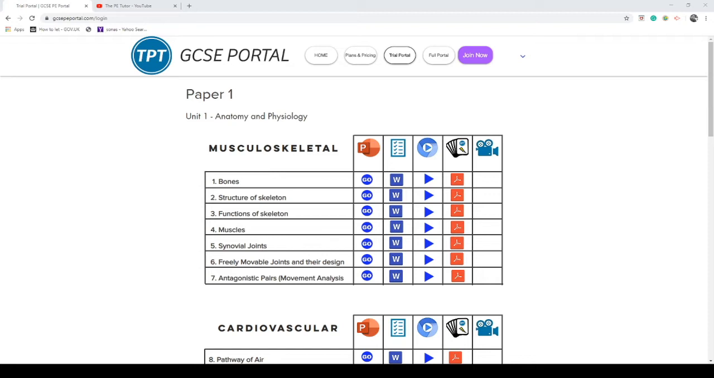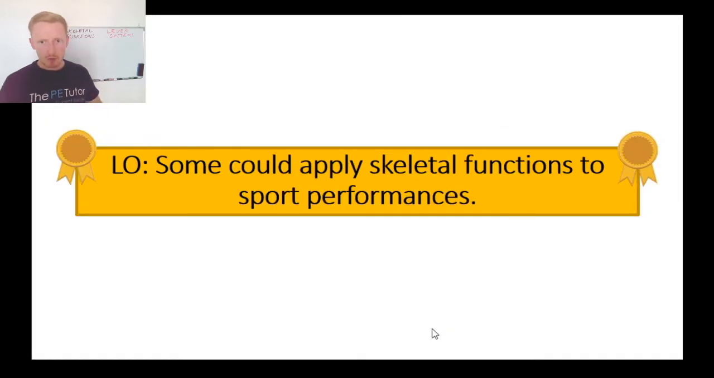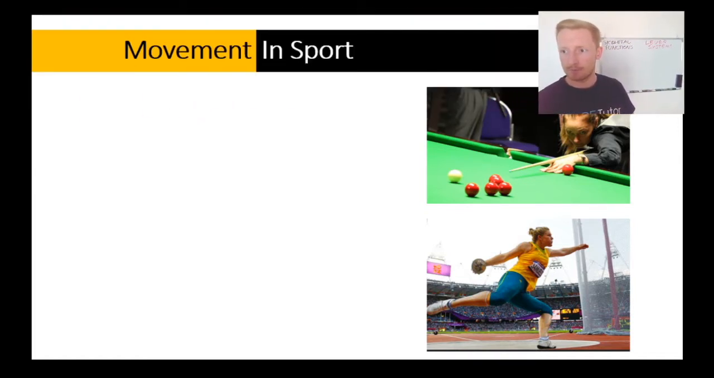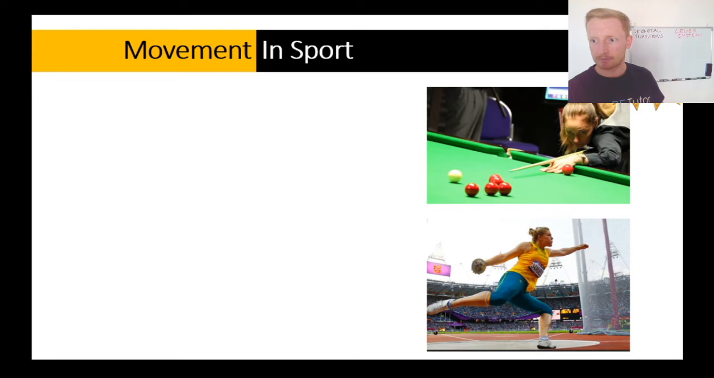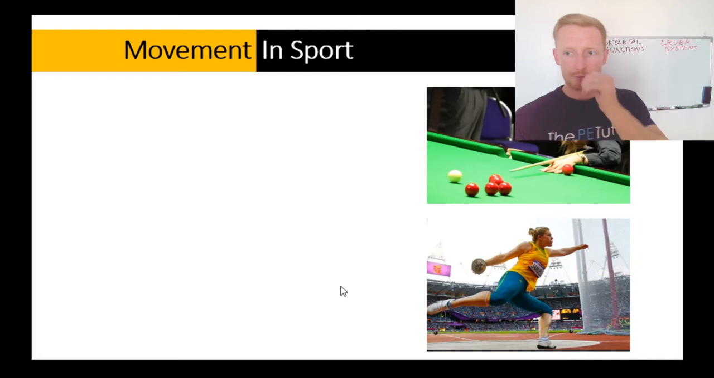Right, where were we? We are on skeletal functions. Perfect. So, moving on to the last part now, application in sport. Then we're going to move on and look at the lever systems. So, movement in sport.